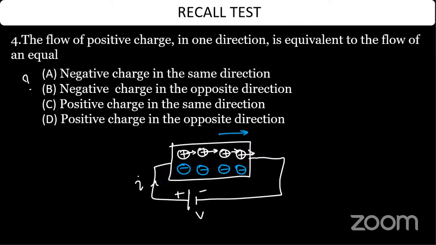Where are they repelling from? See, if my negative charges also go in this direction, will they be allowed into the battery? They will be repelled from the negative side of the battery, right? They will always be attracted towards the positive side of the battery. So the answer is an equal amount of negative charges in the opposite direction of the positive charges. Option B will be the correct answer for this.